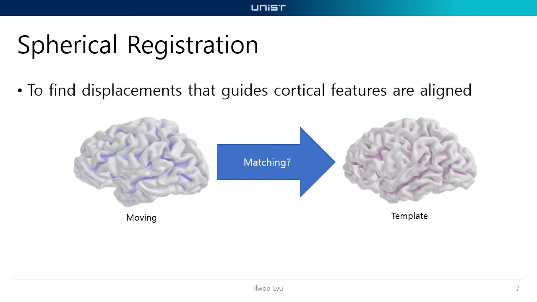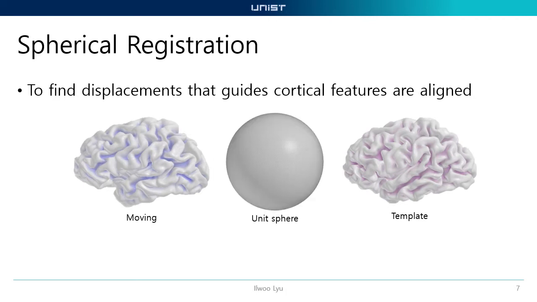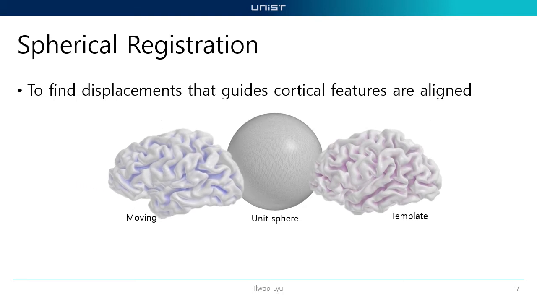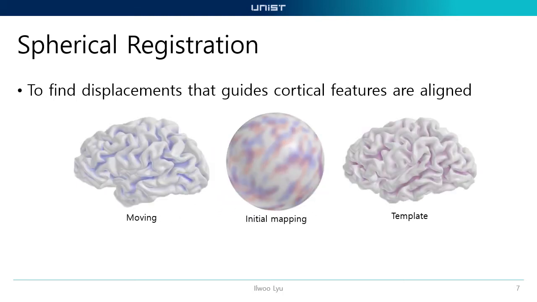So we can extract any features from the surfaces, like a mean curvature or whatever geometric features, and then we can map all these cortical features onto a unisphere. We have a unisphere in this example, and we can map these features on this unisphere like this. And this is an initial configuration for the spherical registration. Once we have those two features mapped, then our goal is to find a displacement to guide one feature to the other to get the aligned feature map.